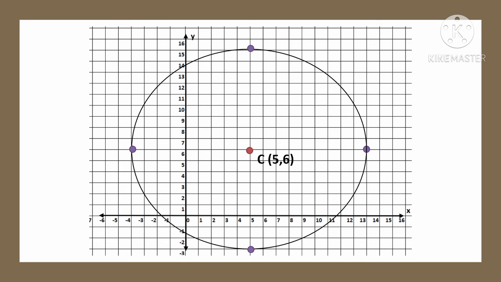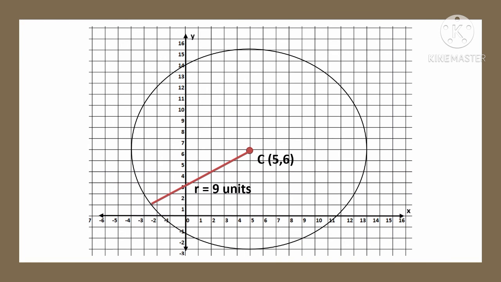So if the 4 marks are done, then draw the circle. Note again that from the center to any point on the circle, draw a line, and that represents the radius of your graph. Again, do not forget to label the radius. So r is equal to 9 units.